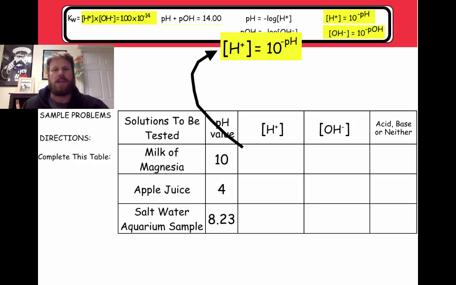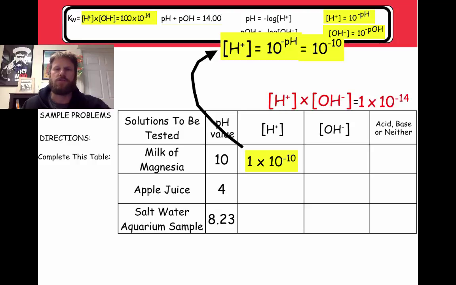If we know the pH for milk of magnesia is 10, then to find the H plus concentration, we simply take 10 to the negative 10th. So that means our H plus concentration is 1 times 10 to the negative 10th. Because of this, we can make use of the fact that the H plus concentration times the OH minus concentration is 1 times 10 to the negative 14th. Our exponents on our H plus and OH minus have to add up to negative 14. So OH minus has to be 1 times 10 to the negative 4th in milk of magnesia.